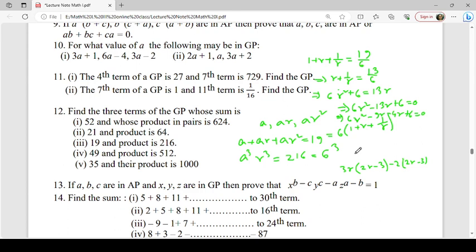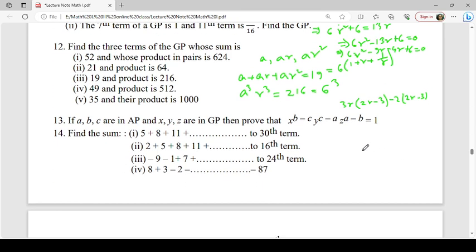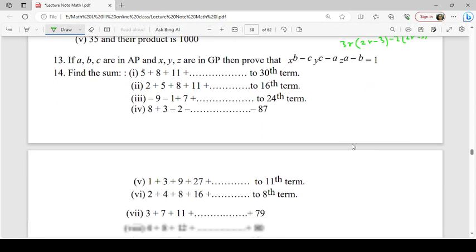And we get the value of A. So this is the way to solve this equation.